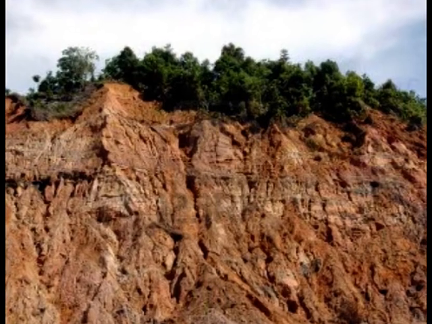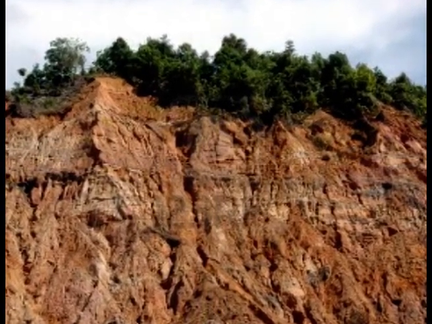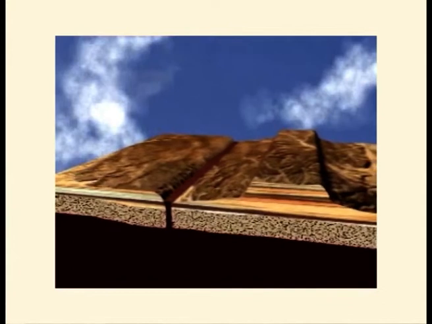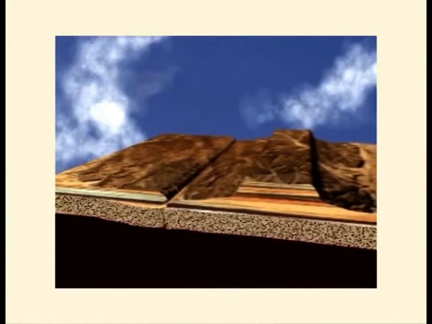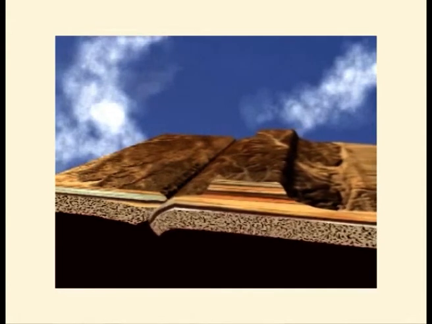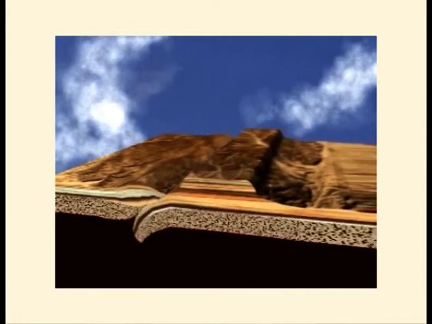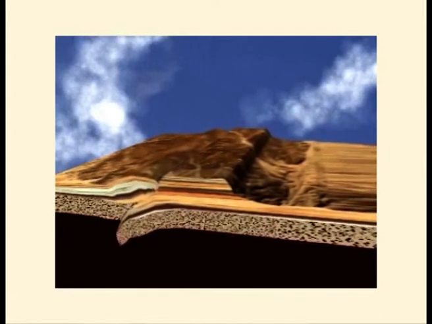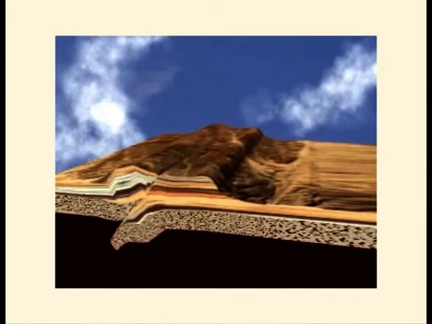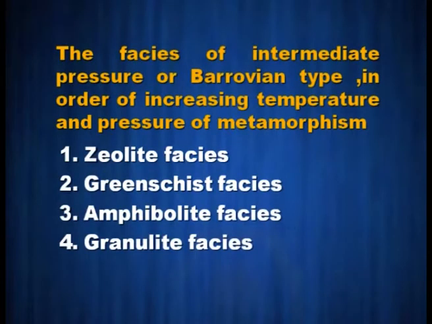The regionally metamorphosed rocks occur during orogenic events, the collision of two continental plates or island arcs with a continental plate, which produce the extreme compressional forces required for the metamorphic changes typical of regional metamorphism. The facies of intermediate pressure or Barrovian type, in order of increasing temperature and pressure of metamorphism, are first Zeolite facies, second Greenschist facies, third Amphibolite facies and fourth Granulite facies.